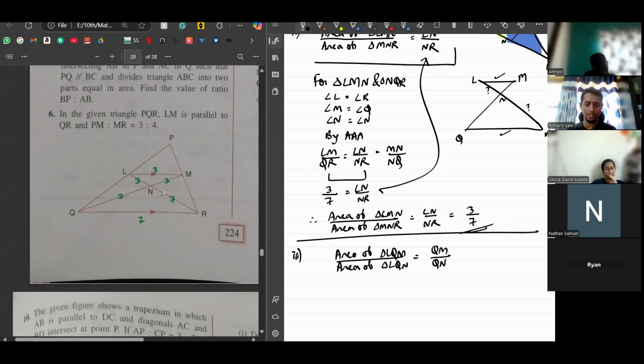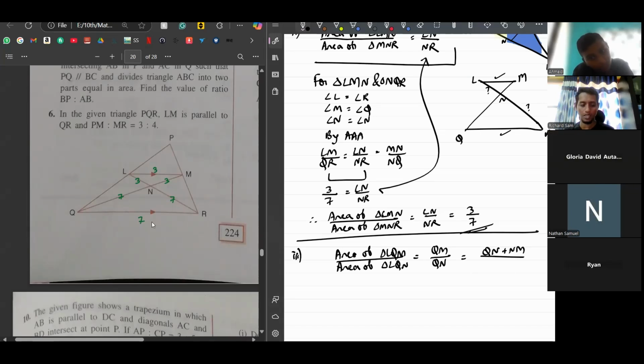Correct? So now we are finding a relation between QM and QN. So QM is what? QM is 10. This full thing, 7 plus 3. And QN, 7. That's your answer. But you can't just directly write this. You have to show how we got this. For QM, you write QM is QN plus NM. And for QN, that is QN itself.